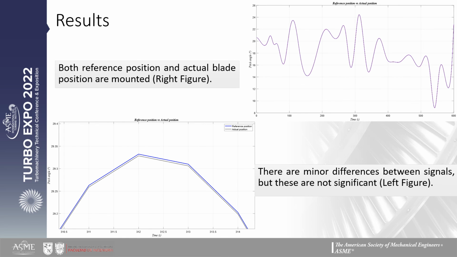Here we present the last result that we obtained, and this is the angular position output of the PI controller. In this figure, we can demonstrate that the PI controller can follow the reference position commanded by the fuzzy system. You can see in this figure at the bottom that there is a slight difference between the reference position and the actual position of the rotor blades. However, they are not significant.